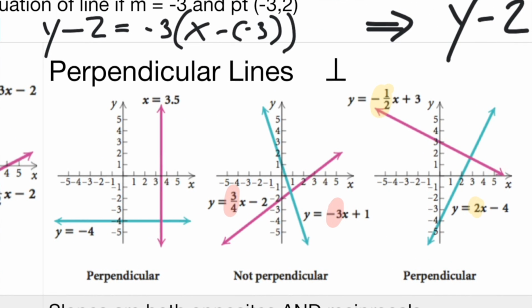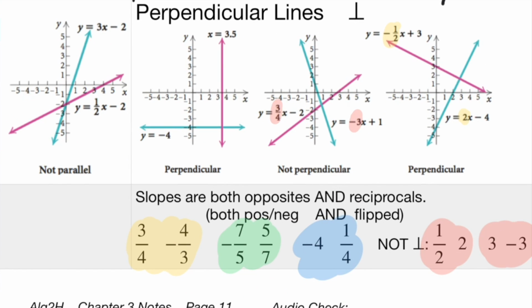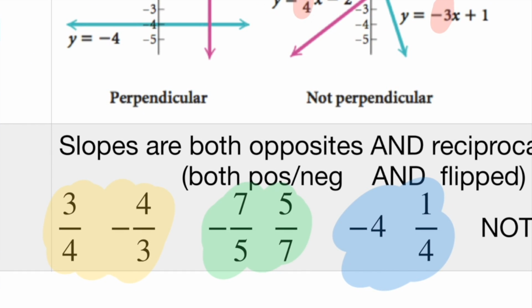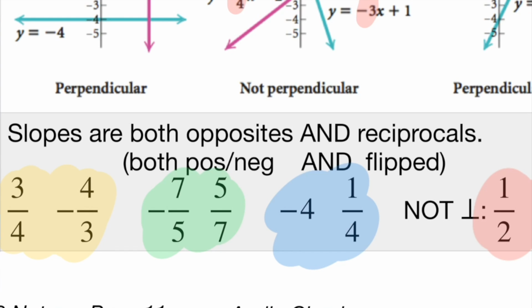Perpendicular lines are a little bit more tricky. Here's the symbol for perpendicular. You can use that if you want, as opposed to just writing out the word perpendicular. It's a long word. So you have to make sure that the slopes are both opposites and reciprocals. There's two requirements. The slope has got to be opposite. You have to have both a positive and negative represented in the two slopes. And then they've got to be flipped versions of each other, reciprocals.